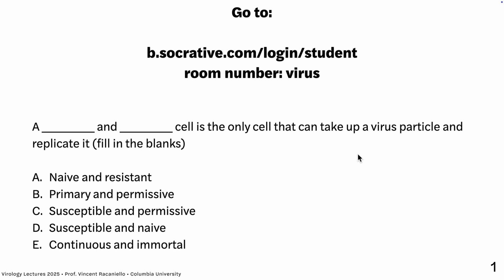Okay, here is a quiz. Now, you can't use Socrative because I'm not online right now, but I'll tell you the right answer at the end. So a blank and blank cell is the only cell that can take up a virus particle and replicate it. So fill in the blanks. Naive and resistant, primary and permissive, susceptible and permissive, susceptible and naive, continuous and immortal. What were the two phrases that I taught you? Susceptible and permissive. A susceptible and permissive cell is the only cell that can take up a virus particle and replicate it. None of these other words are in the right order or are correct.